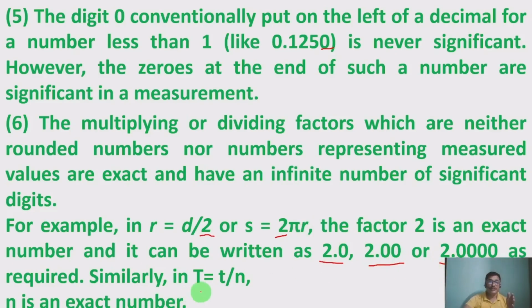Similarly, in t equal to T by n, where T is any value and n is also any value, t can be written as the ratio of these two, where n is an exact number. In this one, n is an exact number and has an infinite number of significant digits. We can conveniently write these and keep the significant figures. These are the observations concerning multiplication and division factors.